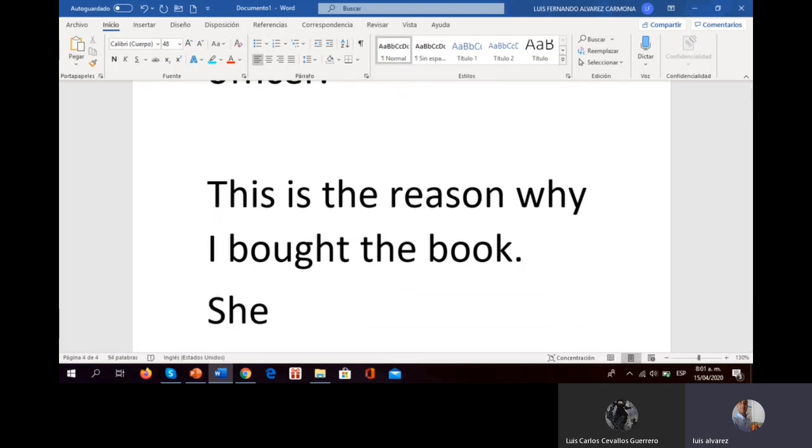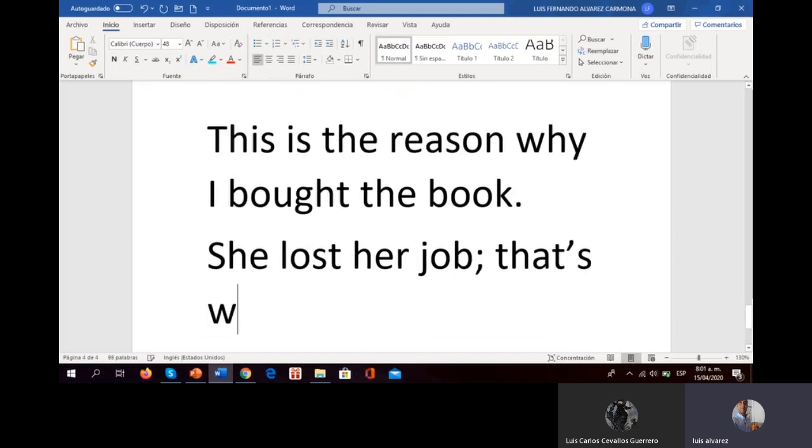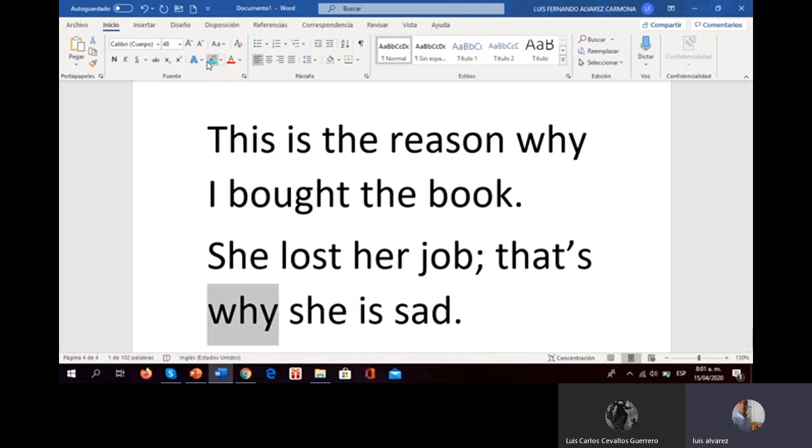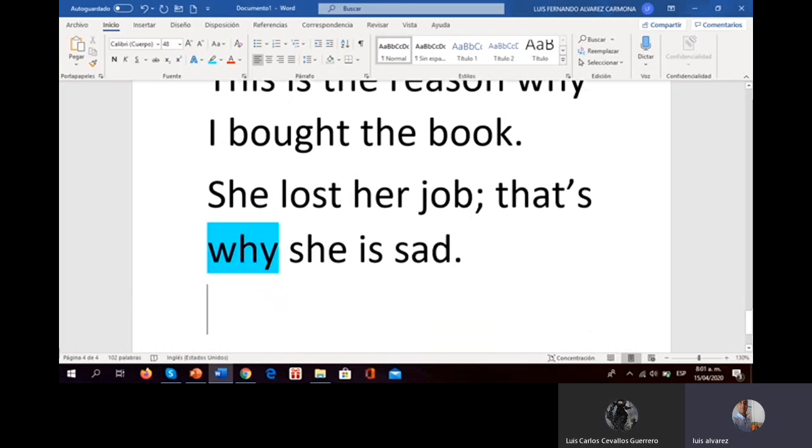Or, for example, she lost her job. That's why she is sad. She lost her job. That's why she is sad. We are explaining the reason. She lost her job. That's why she's sad. All right. Or this is the reason why I bought the book. So Luis, can you give an example using why?